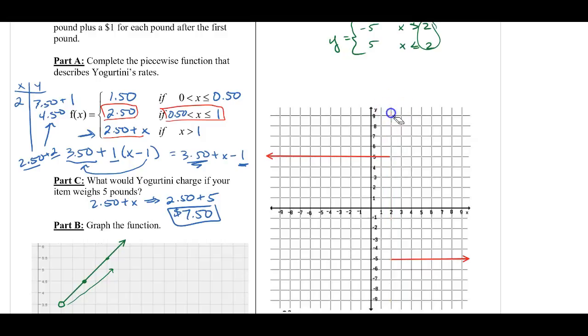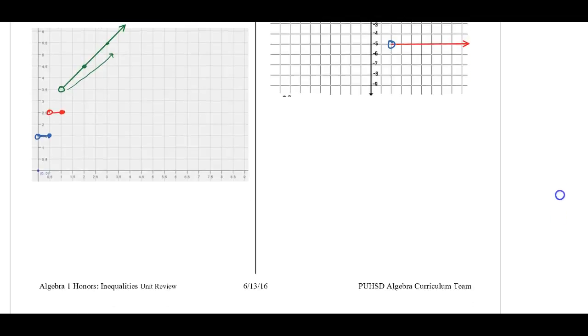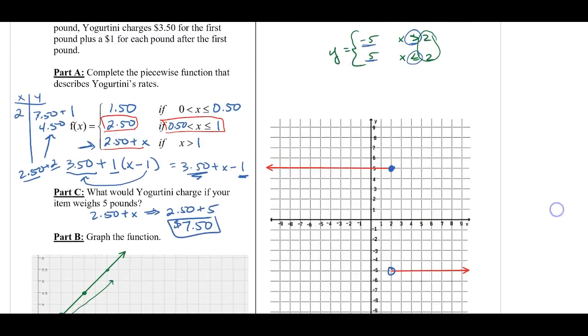Now I can delete my boundary line. And all we need are open and closed circles. So the -5 should be an open circle, and the +5 should be a closed circle. So the +5 is a closed circle, the -5 is an open circle, and that is going to do it for the inequalities review. Good luck on the test.